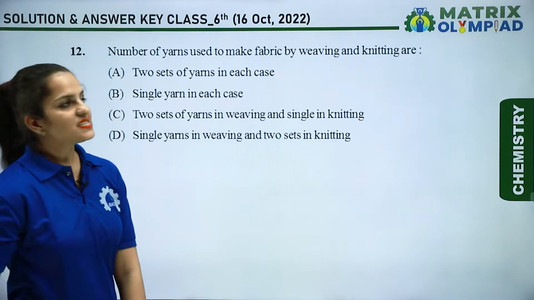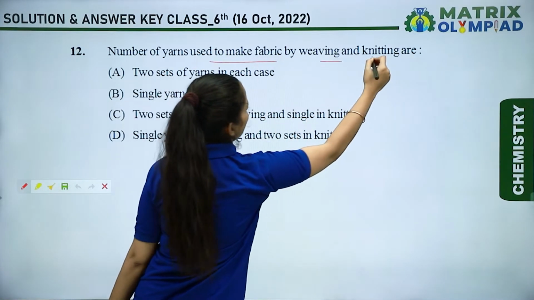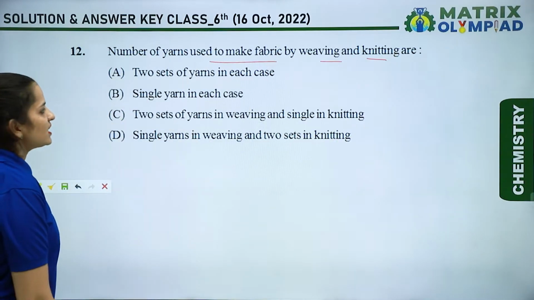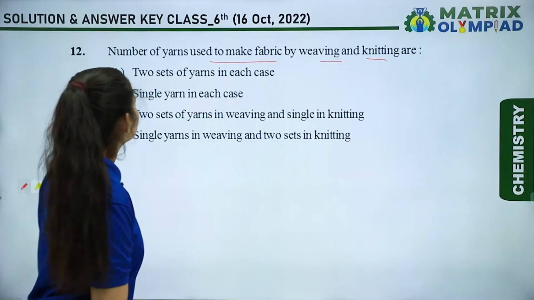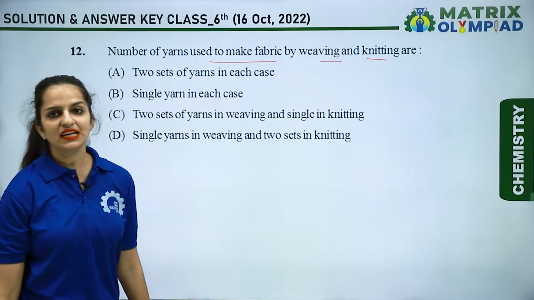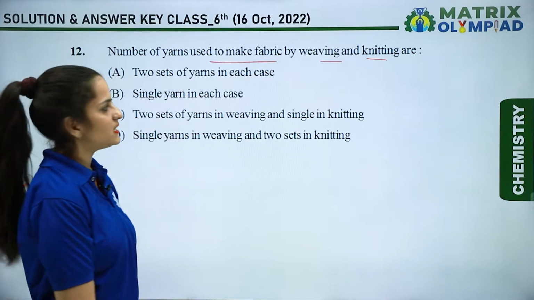The next question is, the number of yarn used to make fabric by weaving and knitting. Option A, 2 sets of yarn in each case. Option B, single yarn in each case. Option C, 2 sets of yarn in weaving and single in knitting. And option D, single yarn in weaving and 2 sets in knitting.